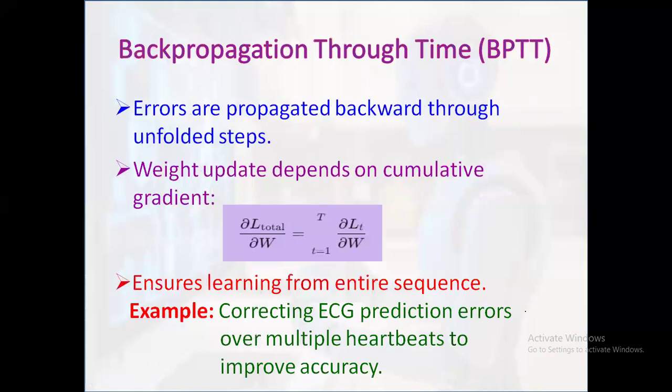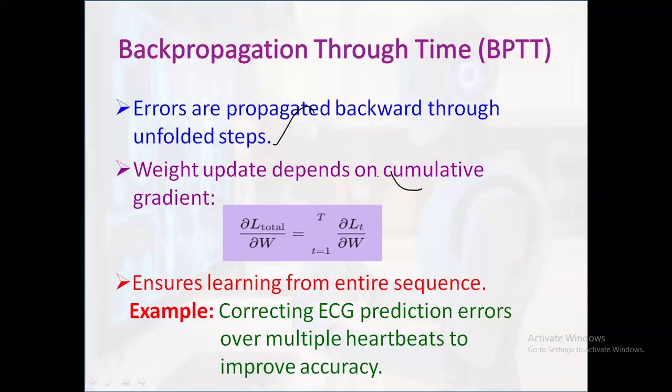Next, backpropagation through time, BPTT. Errors propagate backward through unfolded steps. The first point: in BPTT, errors from later time steps are propagated backward to earlier steps through the unfolded network. And it uses a cumulative gradient.